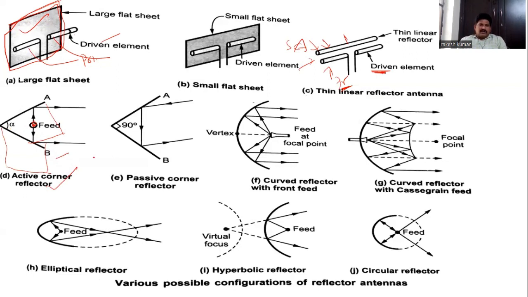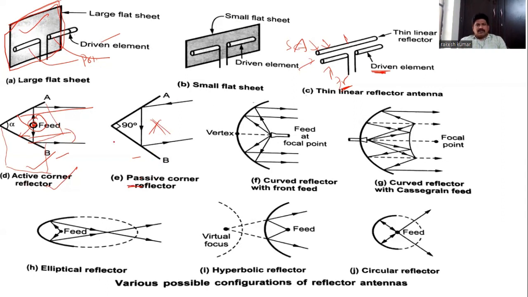What is the difference between this antenna and this antenna? Here there is a primary antenna, and here no primary antenna. The primary antenna radiates on the reflector, and the signals get reflected back. The one having a primary antenna is called an active corner reflector. The one which doesn't have any primary antenna to excite it is called passive.